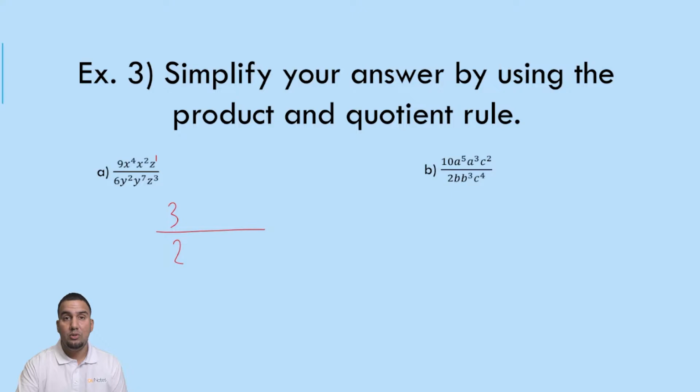I'm next going to, and this is the part where it doesn't really matter where you go. I like to go alphabetical order, so I'm going to go with x first. I have x to the 4, x to the 2 on top. That means they're technically being multiplied. Why? How do I know? Division means they would be on top and on the bottom.